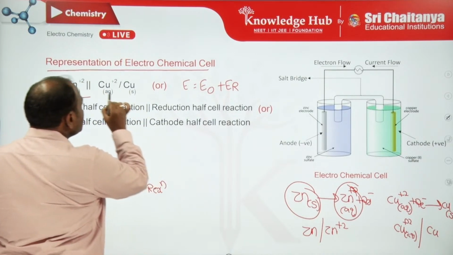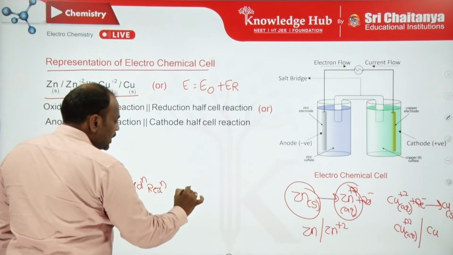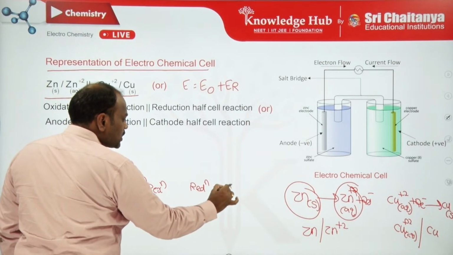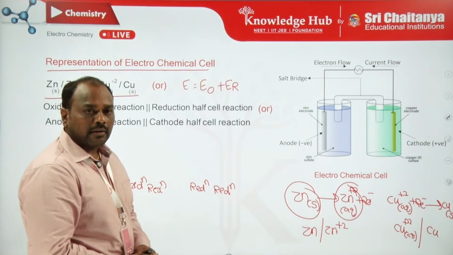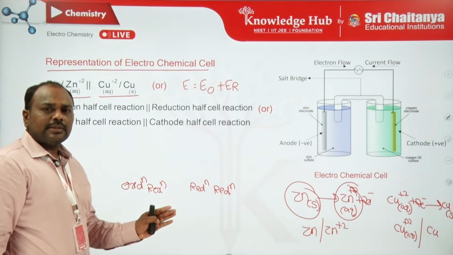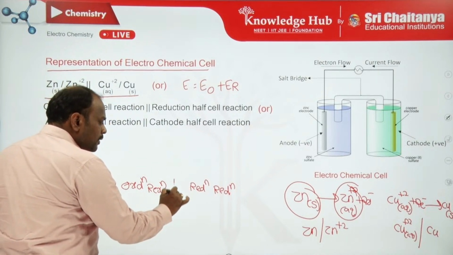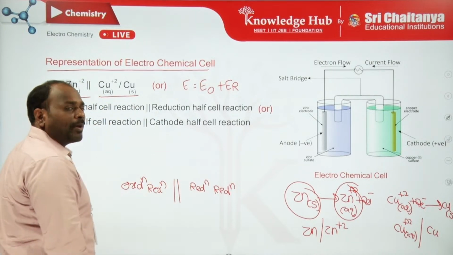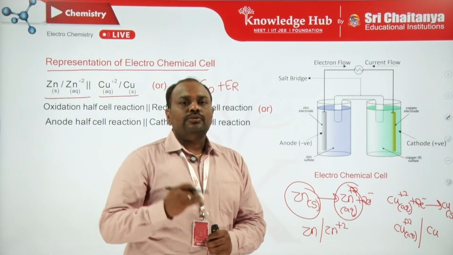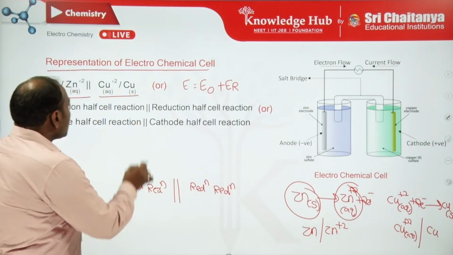On the right side, which reaction takes place? Cu plus 2 is converted to Cu. That is the reduction reaction. So the reduction reaction takes place on the right side. Oxidation reaction is written on the left side, reduction reaction is written on the right side. These two are connected through which one? Salt bridge. The two parallel lines indicate the presence of the salt bridge. So what's the oxidation reaction?